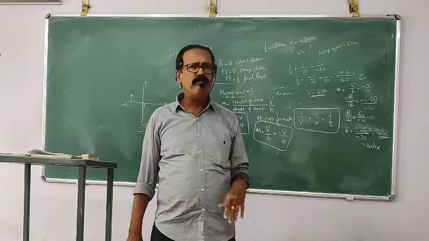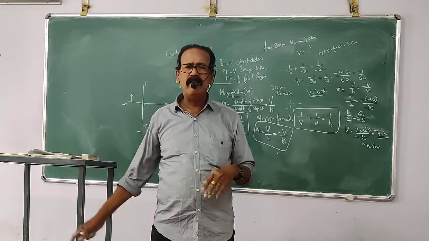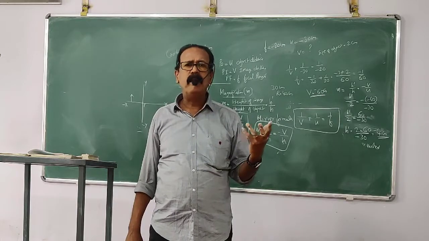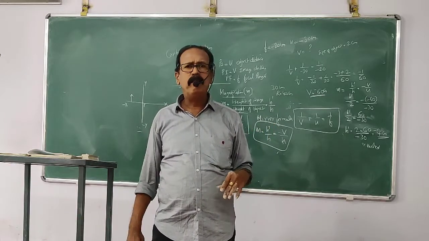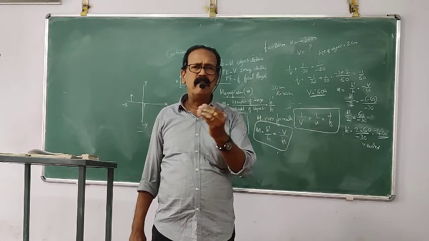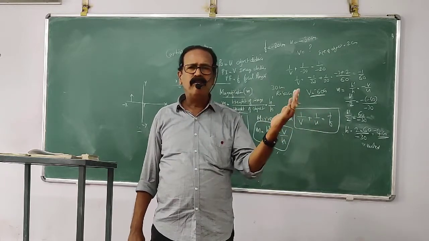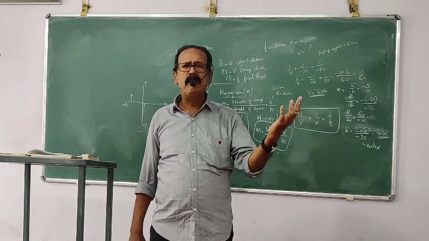So you can make questions of your own. There are so many questions in the exercise at the back of the textbook. You can try all the questions. So this will be the type of question. Object is kept at such and such a distance from the mirror. The focal length may be given, or the radius of curvature may be given.